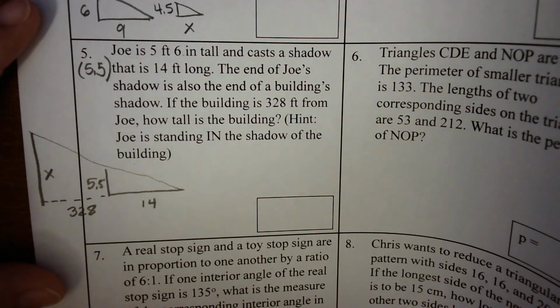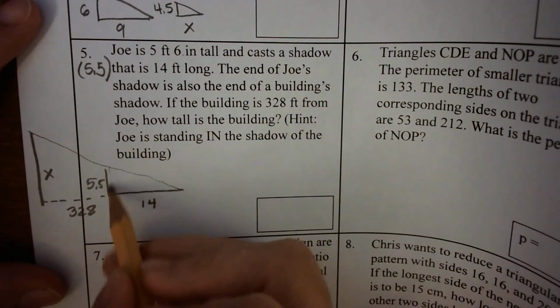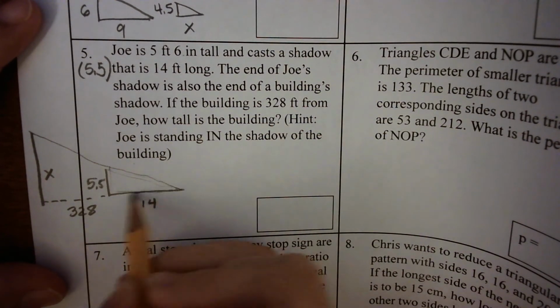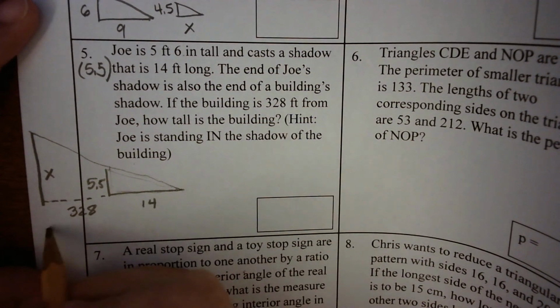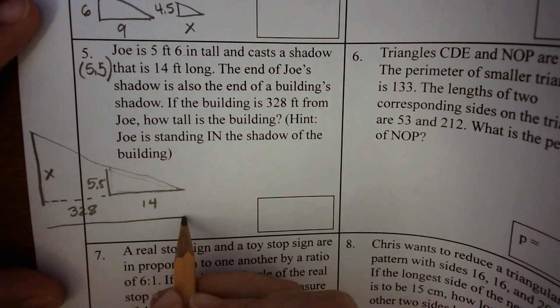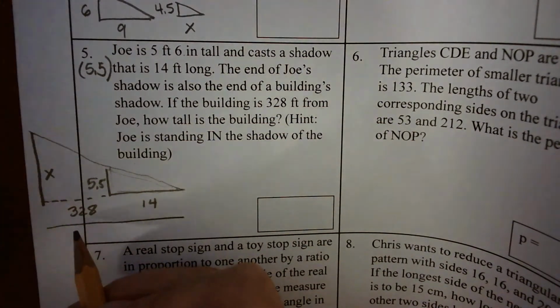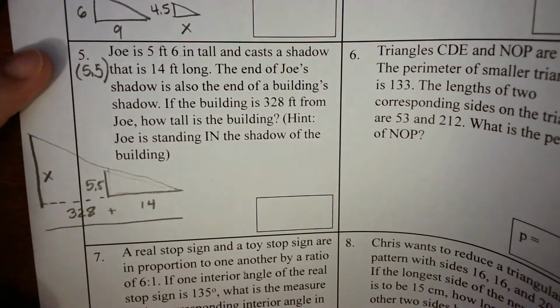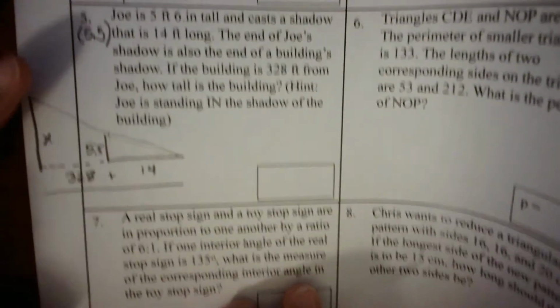And then it says, hint, Joe is standing in the shadow of the building. What are they trying to tell us? You see the little triangle right here? That's going to be proportional to this triangle right here, making this whole length 328 plus the 14. Set up proportions, solve for x.